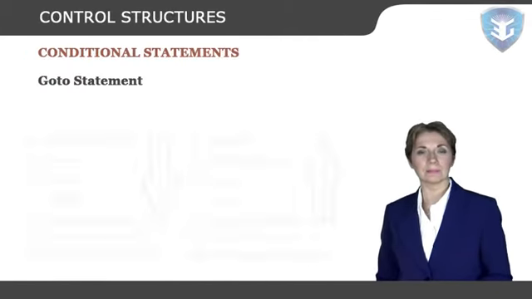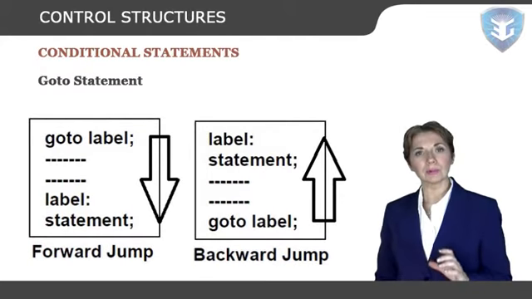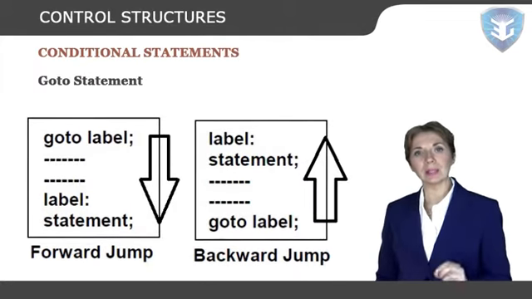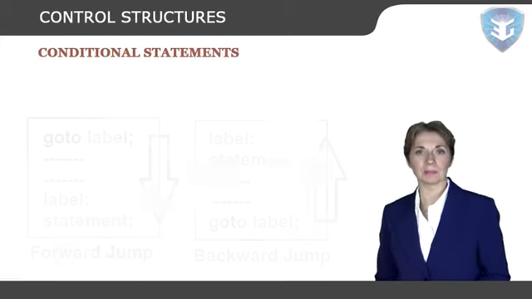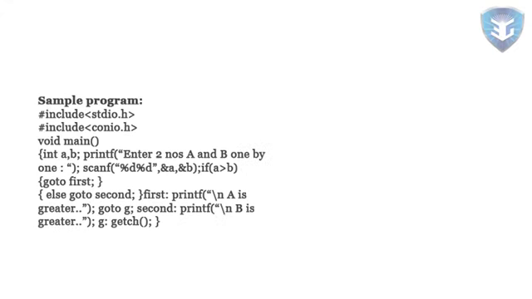Goto statement. A goto statement in the C programming language provides an unconditional jump from the goto to a labeled statement in the same function. Syntax is shown on the screen. Look at the screen for a sample program of the goto statement.